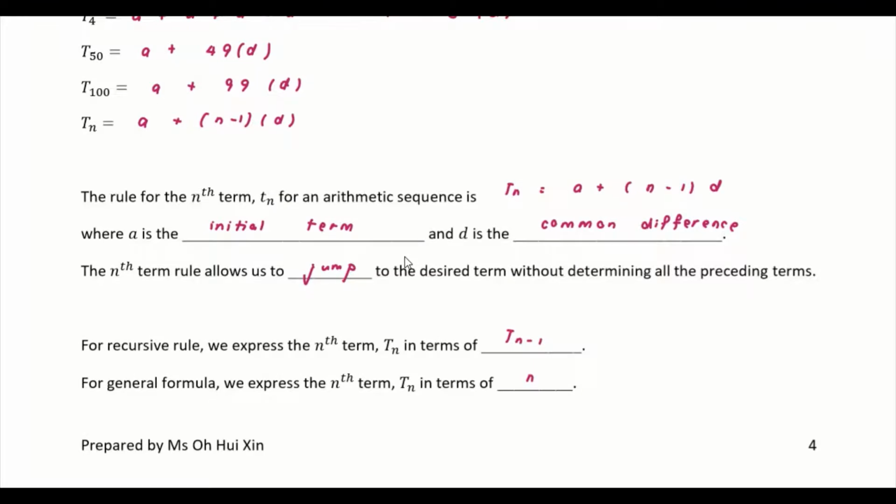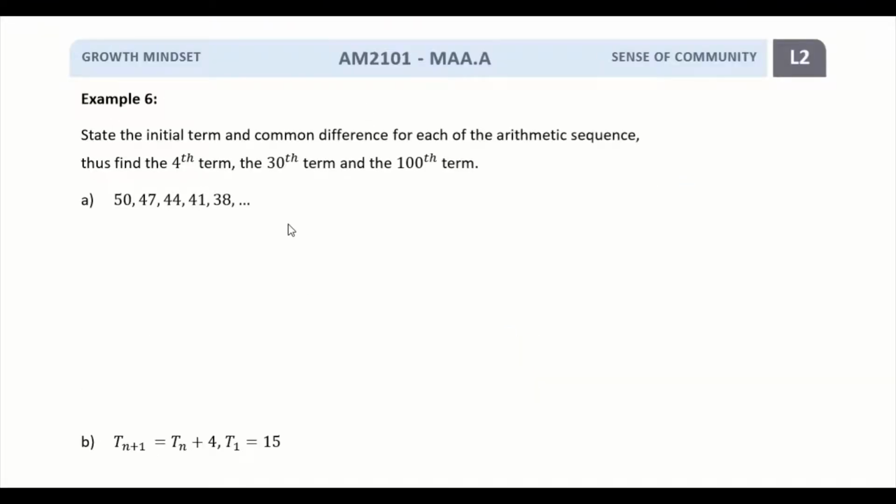Okay, so let's continue with the example. Example 6: state the initial term and the common difference for each of the arithmetic sequences, then find the fourth term, the 30th term, and the 100th term. Let's start by finding the nth term rule first. For the first one, you have the initial term, denoted by a. So a is given as 50, that's our initial term. For d, you can use any term and minus the previous term to get your d. So you can get 41 minus 44, which gives you negative 3.